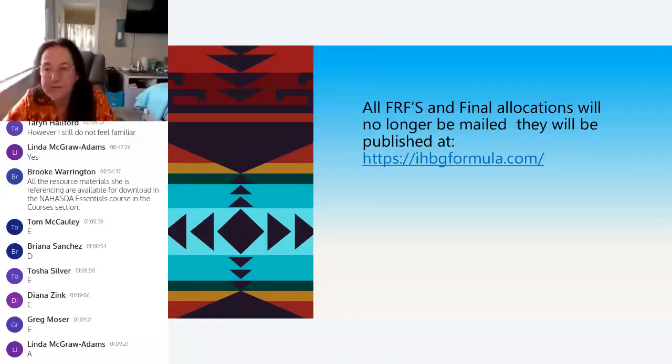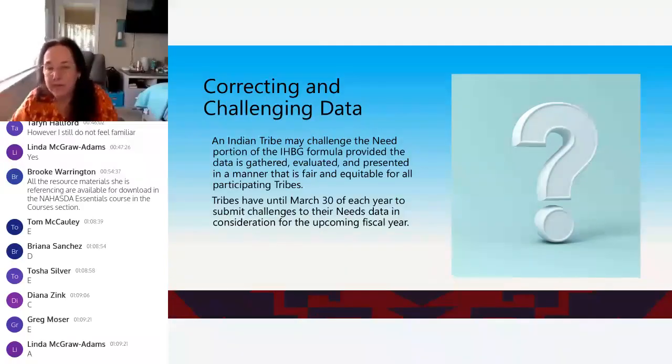If you want to correct or challenge your data, you can challenge your need portion of your formula, provided that data is gathered, evaluated, and presented in a manner fair and equitable for all our participating tribes. You have until March 30th of each year to submit your challenges to your needs data in consideration of that upcoming formula year. If you can't get it done until June, well, then it would roll into the next year.